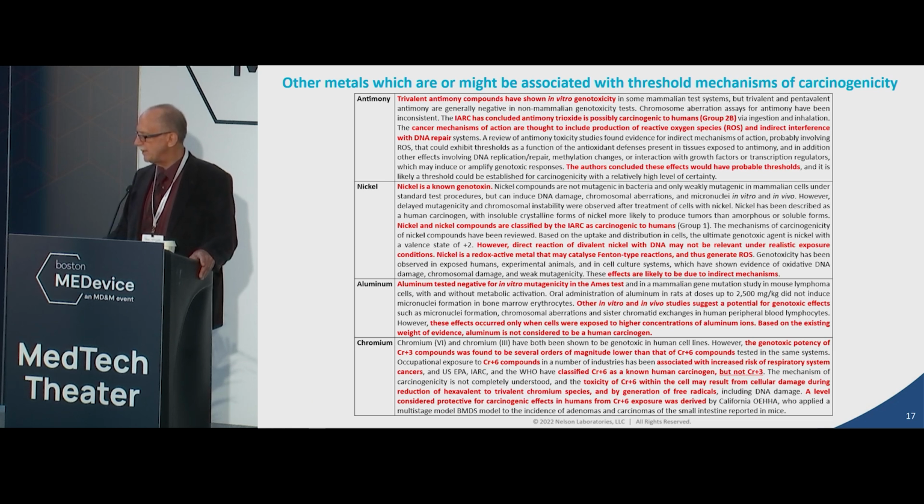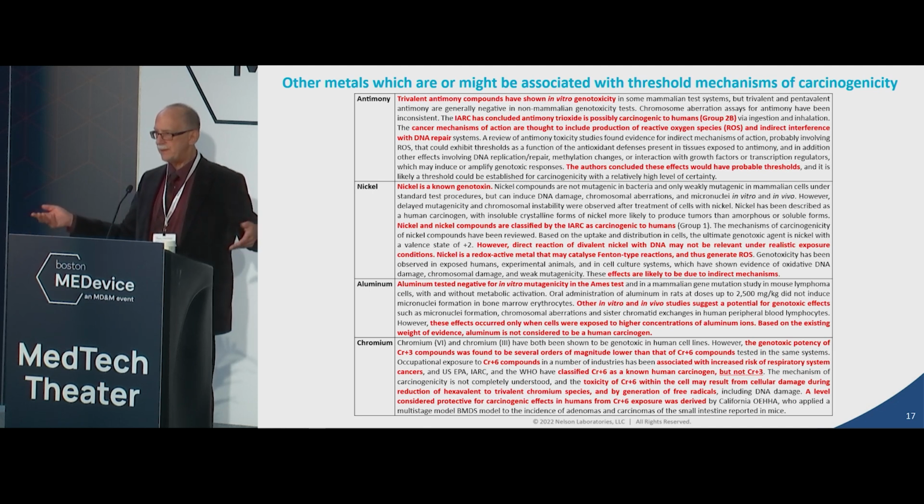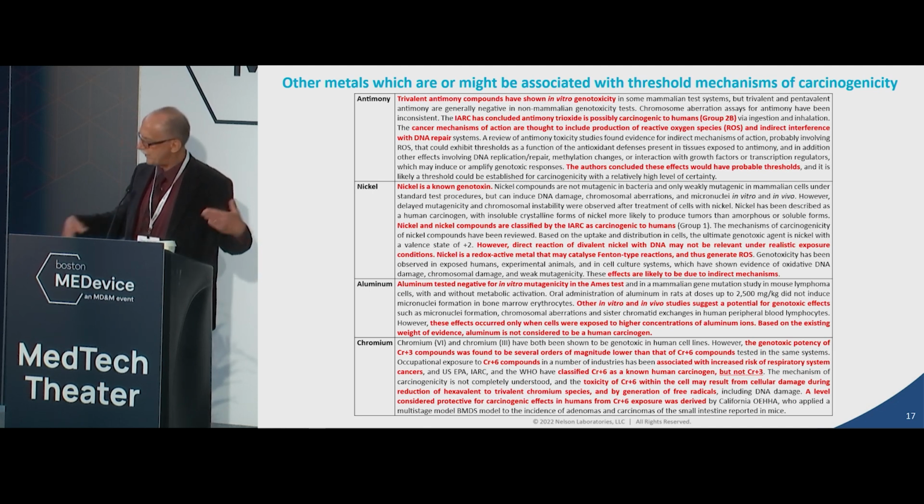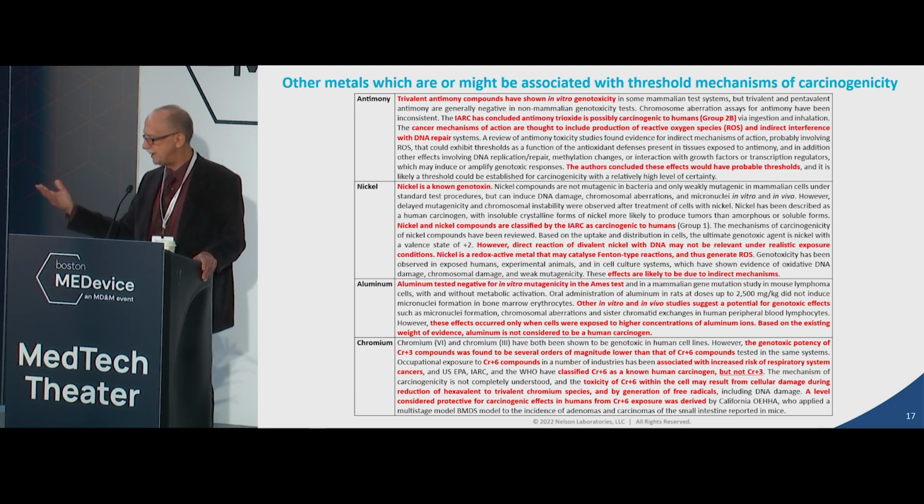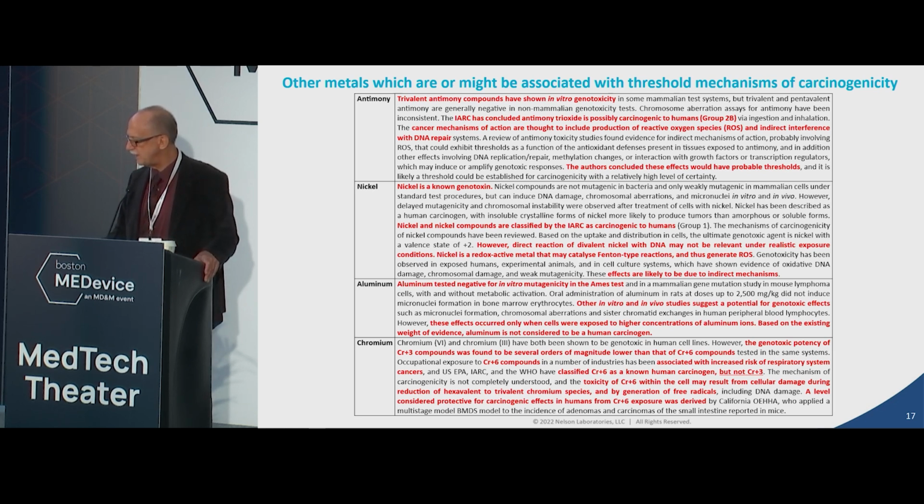There's been a recent review, several, in fact, of antimony studies finding evidence of indirect mechanisms of action, possibly including these reactive oxygen species that could exhibit thresholds as a function of the antioxidant defenses. The homeostasis in the cell allows certain antioxidants to be compensated so that they don't have deleterious effects, and hence you don't get this proliferation of cell response and immune reaction if you're below the level at which the homeostasis can handle that oxidation. So the authors concluded those effects probably have thresholds, and it's likely that they could establish such a threshold if needed for antimony.